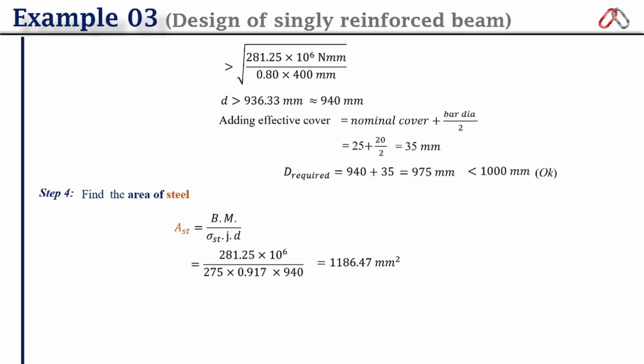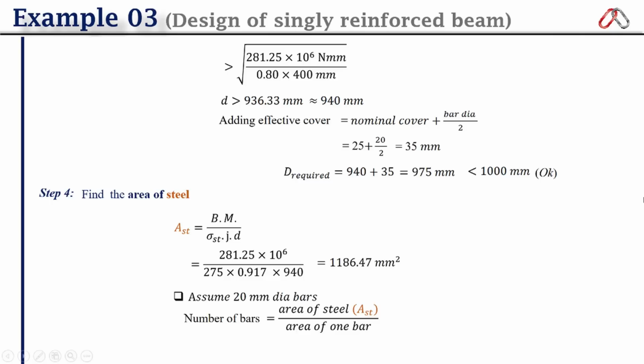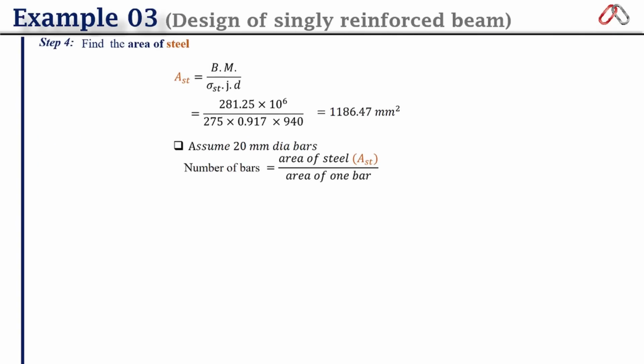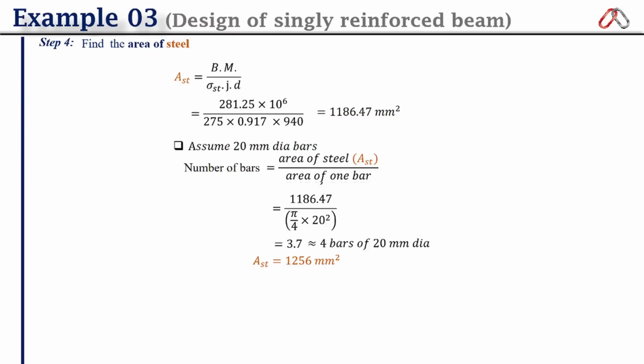Now we have to find out the number of bars we use for steel. We have already assumed that we are using 20 mm dia bar. So the number of bars will be overall area of steel AST upon area of 1 bar. So it will be 1186.47 upon pi by 4 into 20 square, the area of 1 bar, and the value is approximately 3.7. So we will assume that we are using 4 bars of 20 mm dia, and the final area of 4 bars of 20 mm dia is 1256 mm square.